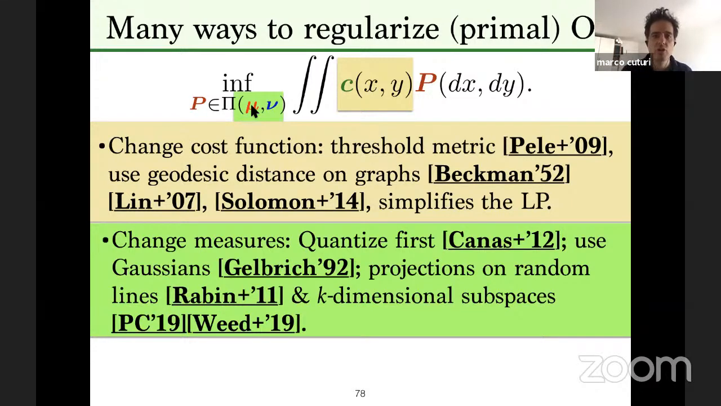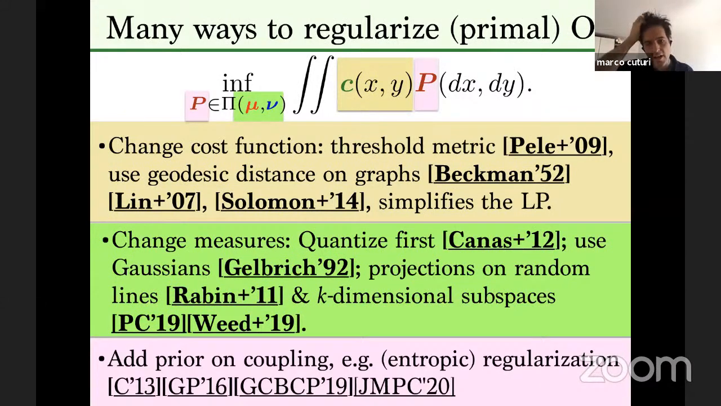So you could also cast the measures as Gaussians. We mentioned this. In that case, it's easy to compute. You could project on random lines, and this was the idea of the slice that I already introduced. Or you could also project in k-dimensional subspaces. And so there's fertile ground there to look at what are the good subspaces that you could project the measures onto before evaluating the Wasserstein distance.